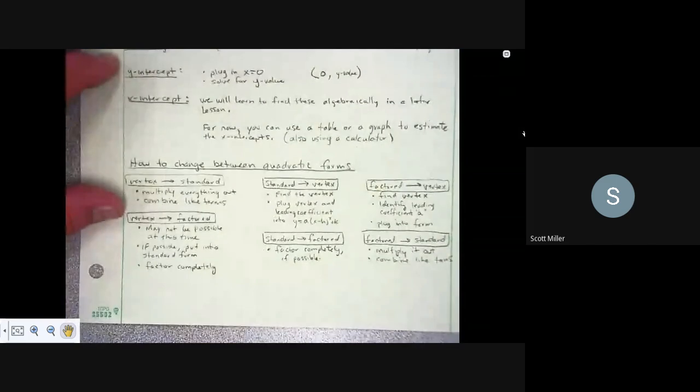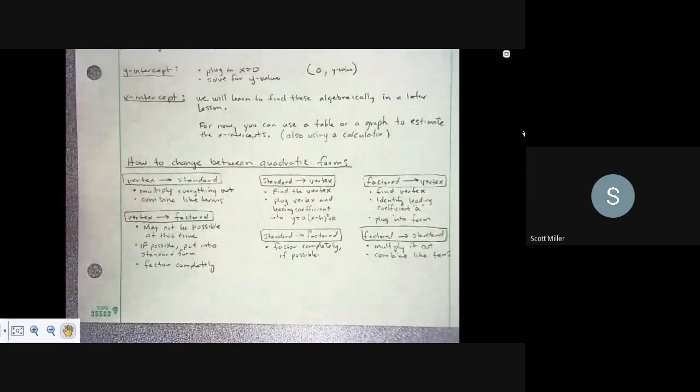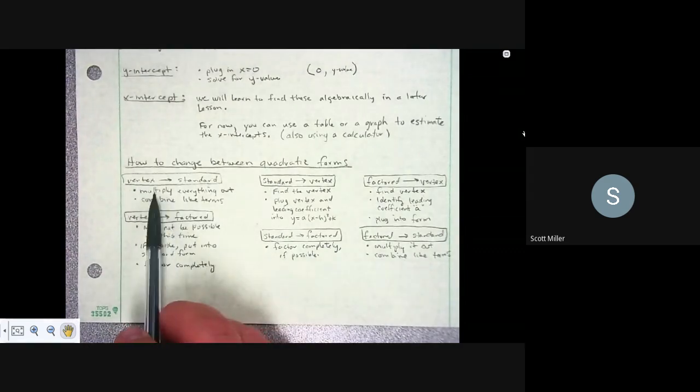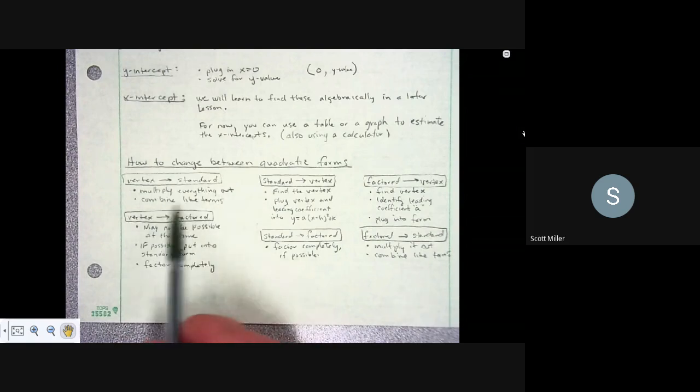I've kind of laid this out for you over here. I'll let you pause the video if you want to write that down. I kind of showed you how to go to each one and what to do in each case. To go from a vertex to standard, you basically multiply everything out and then combine like terms.